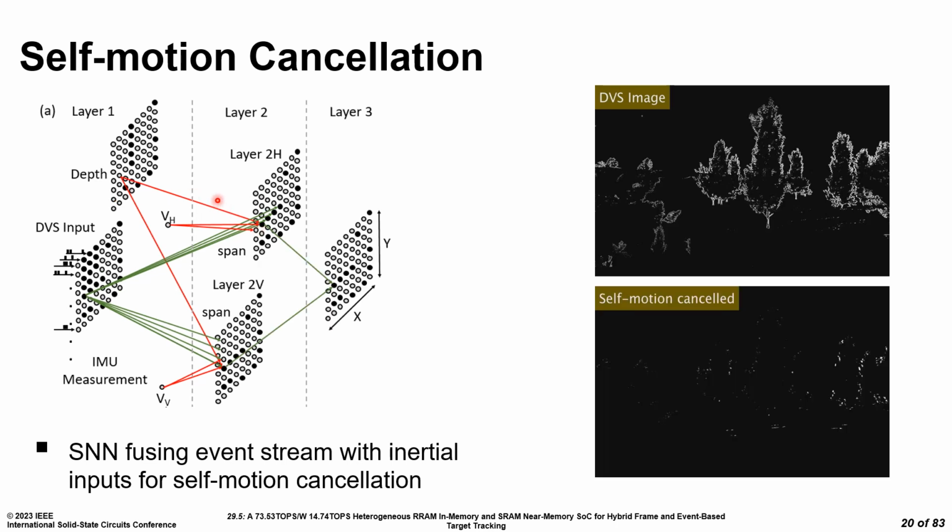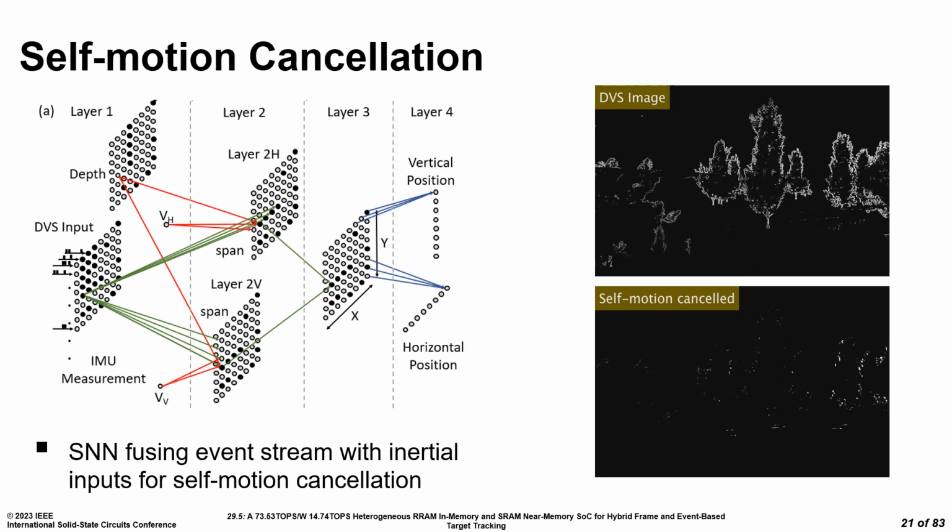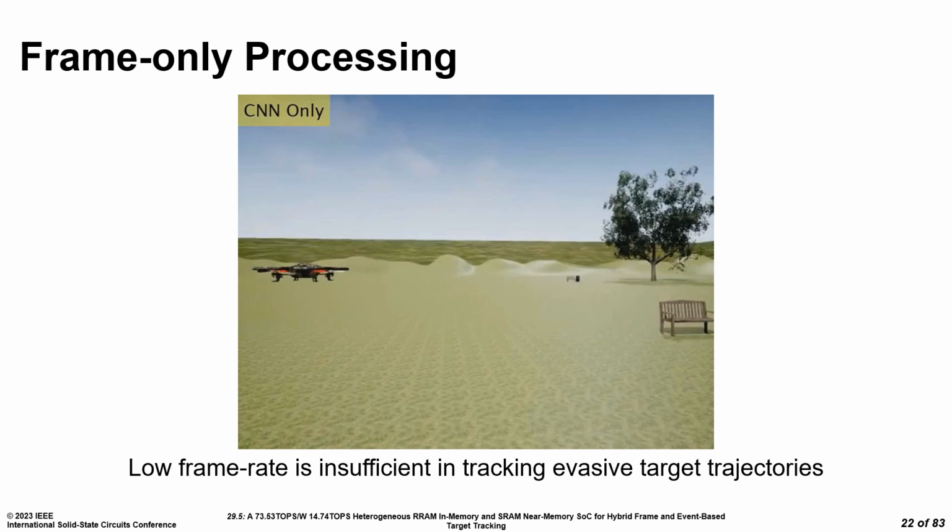We do cancellation in both horizontal and vertical directions using layer 2H and 2E by taking the horizontal and vertical components of self-velocity. And the activity that is filtered out is fused in layer 3. It can be seen in this video. So now we have a higher throughput of processing with accuracy conservation.